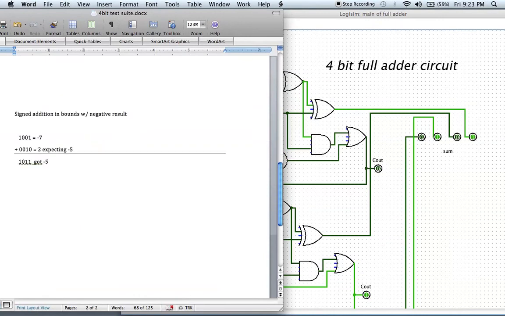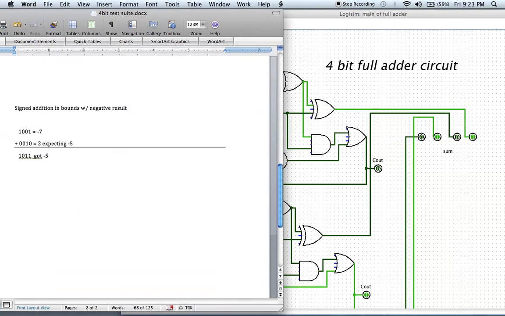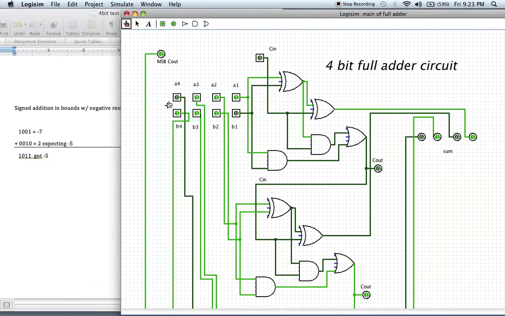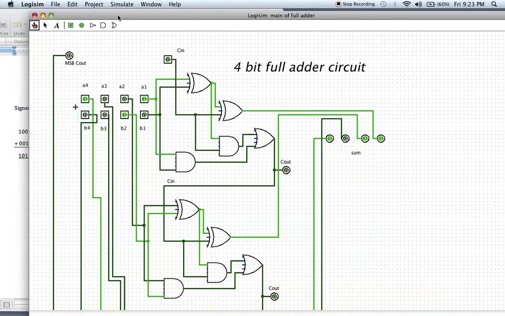And my last case would be signed addition inbounds with a negative result. So we're going to start with a -7 and take away 2. And that leaves us with 2's complement, -5. I think that's it.